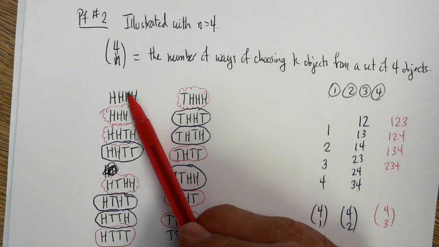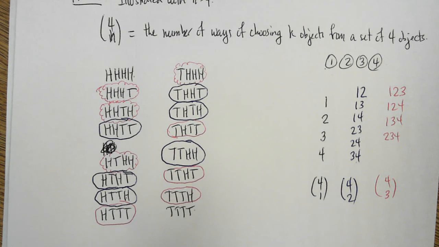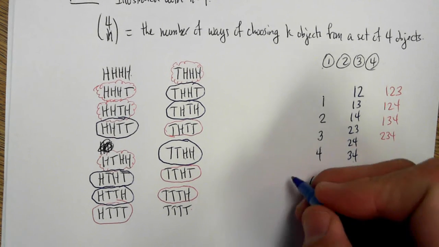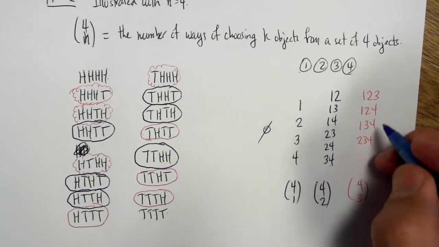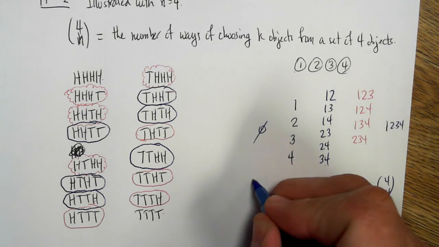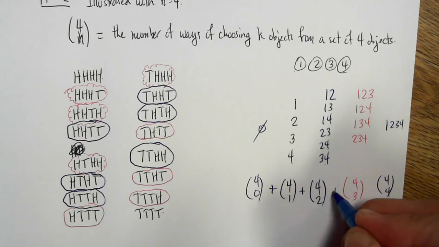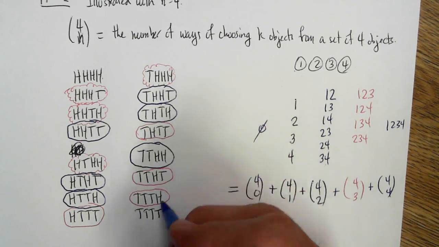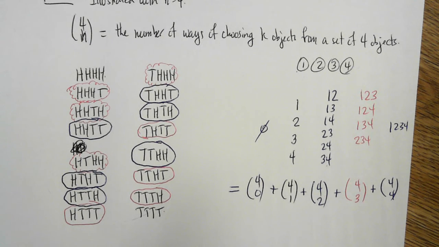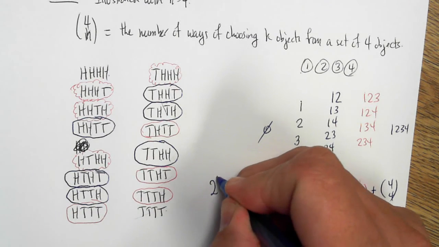And then there's one way of getting all heads, that's 4 choose 4. And then there's one way of getting all tails, 4 choose 0, the empty set, for all of them are 1,2,3,4. So 4 choose 4 ways of doing this, 4 choose 0 ways of doing this. So if I add all of these up, I have to get the total number of ways of flipping 4 coins. But the number of ways of flipping 4 coins is clearly 2 to the 4th.